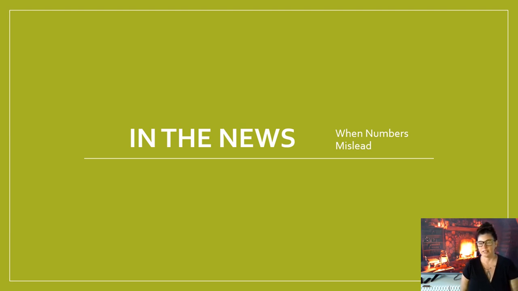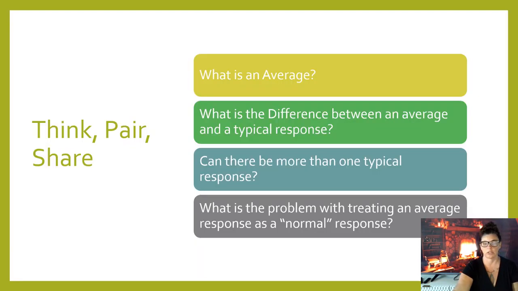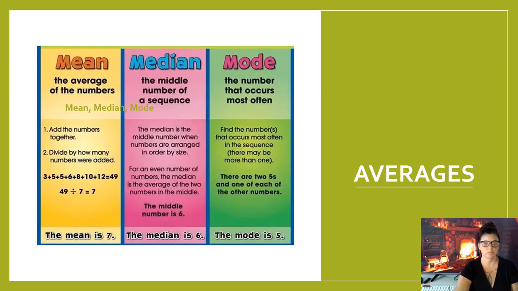Okay, let's get started in our second part. We are going to look at when numbers mislead in the news. This is a nice short little article. And so again, our think, pair, share questions are: what's an average? What's the difference between an average and a typical response? Can there be more than one typical response? And what is the problem with treating an average as a normal response?